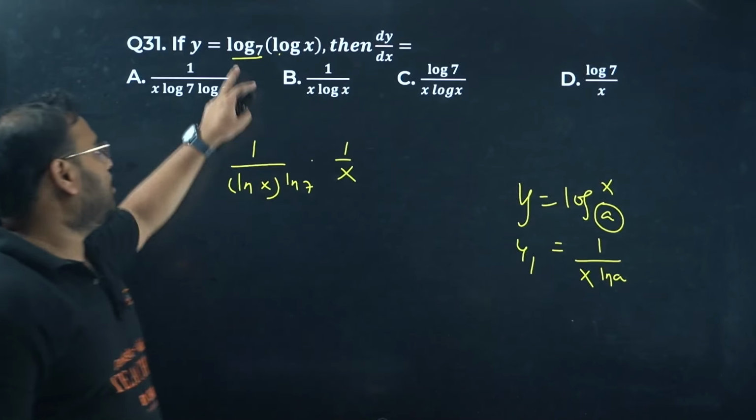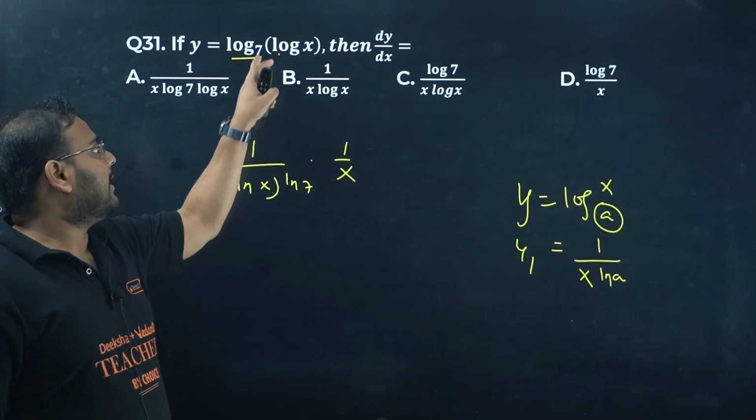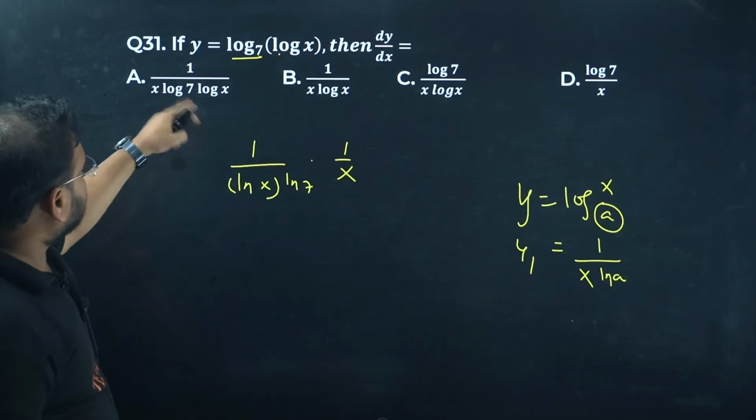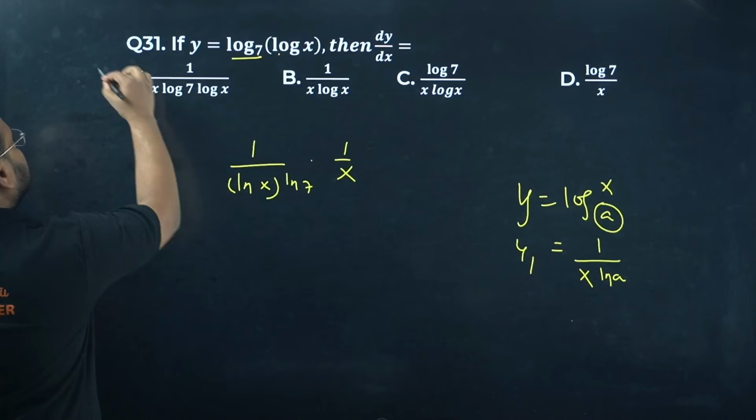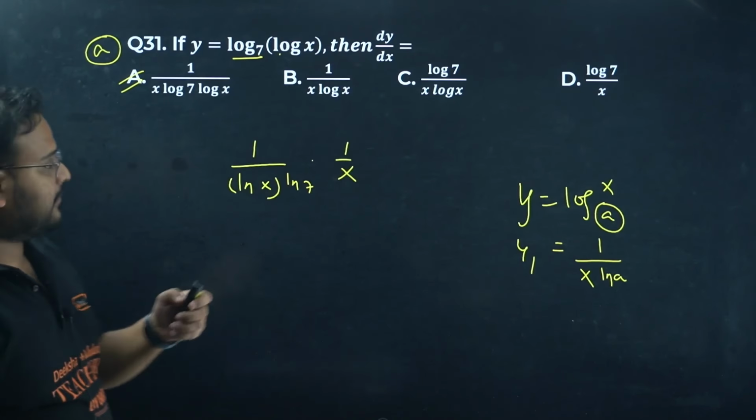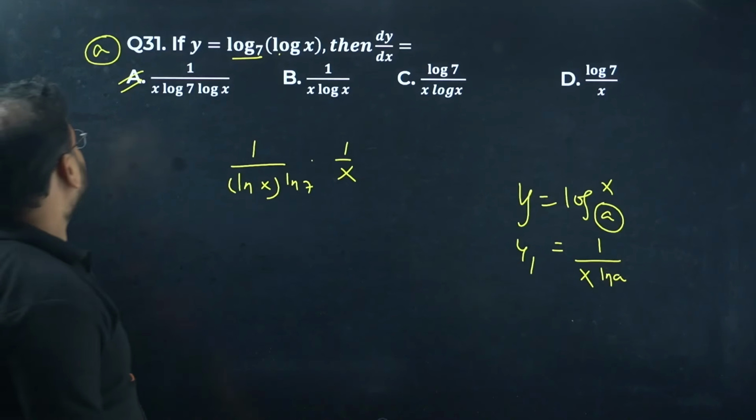Same approach. Log of this, so this log will come over here and this ln 7 will come, 1 by x for the next derivative. So 1 by x, ln 7, ln or log x. Answer is A. Answer is A. Next, y equal to sine, this is 32.